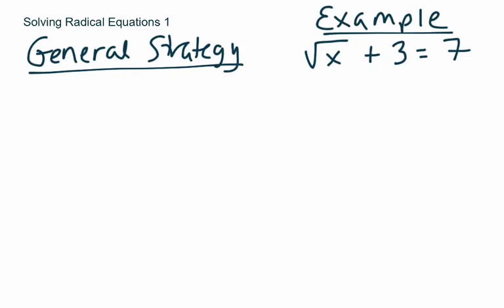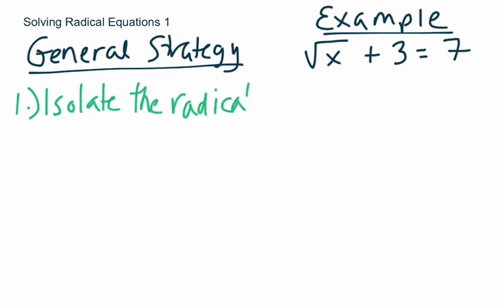So step number 1, and I'll try to keep the colors consistent here, is to isolate the radical. And let's be really specific. We want to make sure we know what that means, because you can copy down these steps. You could even have access to these steps during a test. But if you don't know what isolate the radical means, it does you absolutely no good to have those steps.